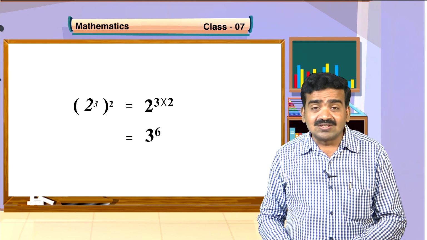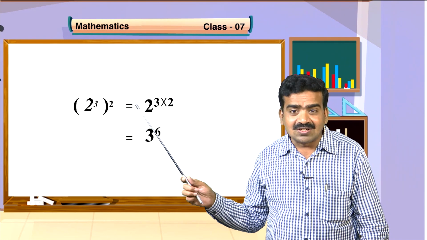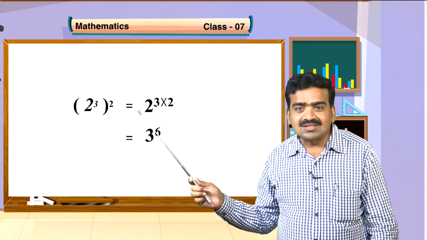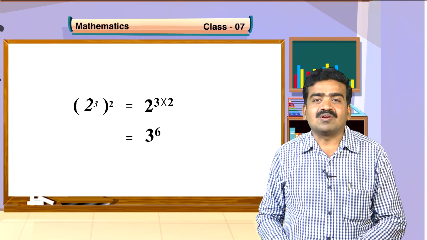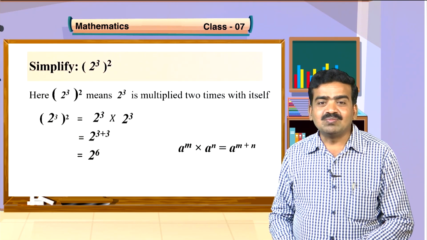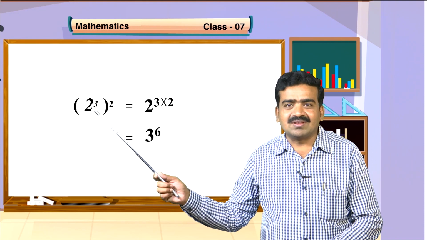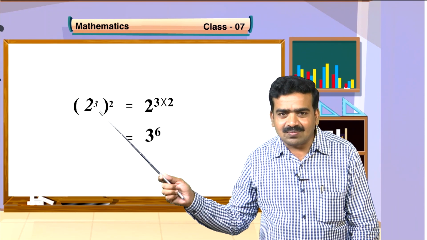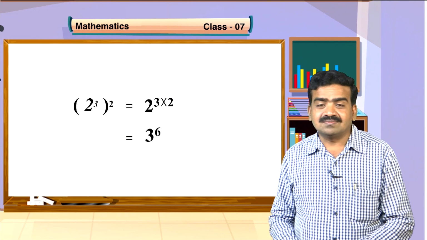This answer is also equal to 2 cubed whole squared, which is also equal to the product of the powers 3 into 2, that is 2 to the power of 3 into 2, which is equal to 2 to the power of 6. So, instead of doing all these things, simply we can write, if the bases are the same or if the exponents are like this, we can simplify just by finding the product of the powers.